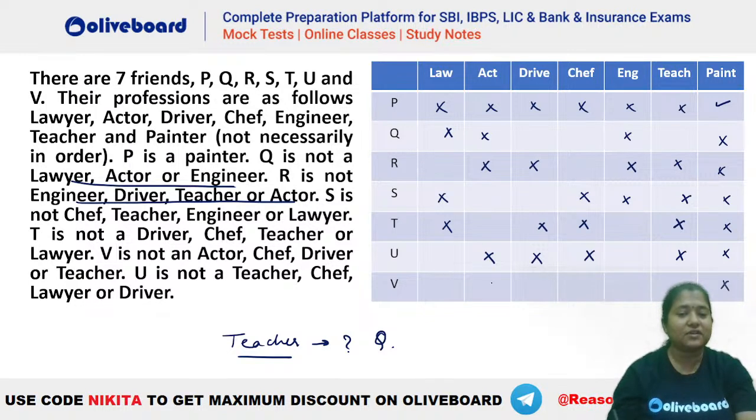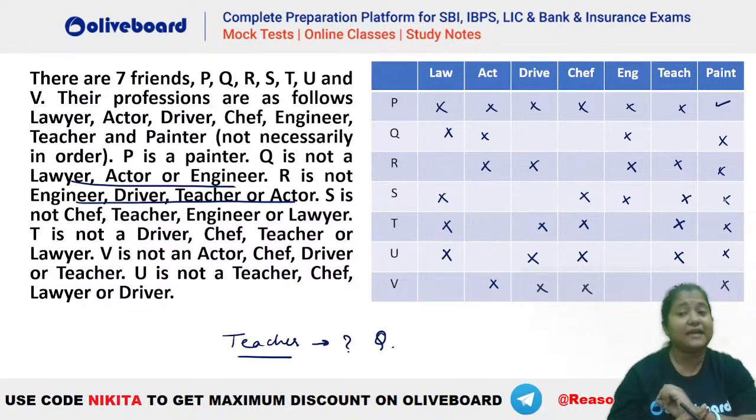Similarly for U, right? For U, what is given? Sorry, this was for V, right? So this was for V. For U, what is given here? Let's see. Yes. My bad. So now for U, it is given. U is not a teacher here. So U is not a teacher. Okay. Then he is not a chef. He is not a lawyer. He is not a driver. Okay. So these are all cancelled out here.